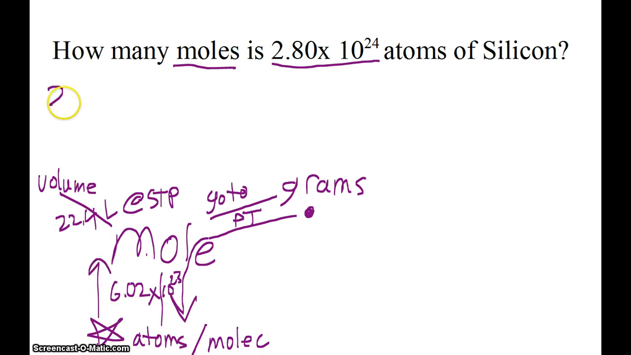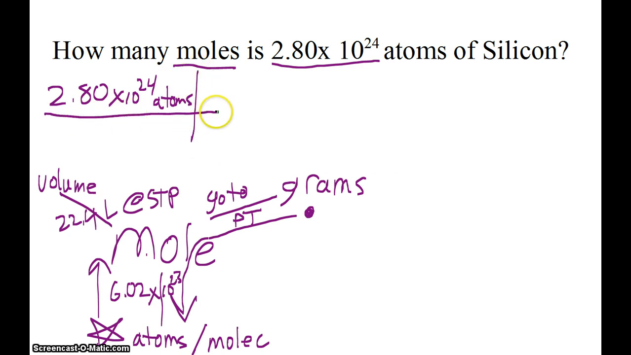So we start out with our known, 2.80 times 10 to the 24th atoms. Remember, it is very important to keep our units in check here. Okay, so that's atoms. We need it to cancel out algebraically, so we need atoms on bottom and mole on top. In 1 mole, there are 6.02 times 10 to the 23rd atoms.